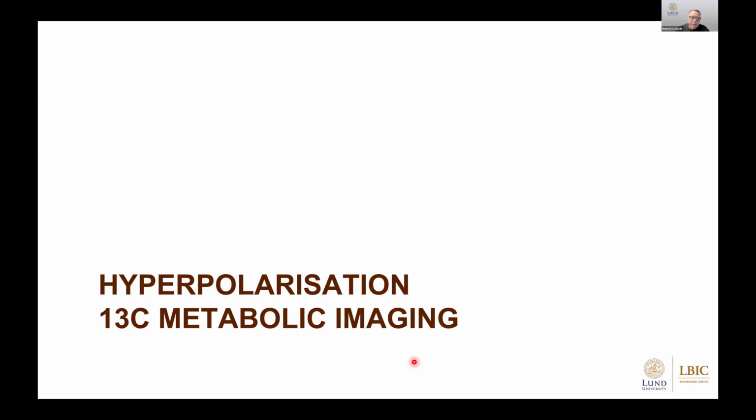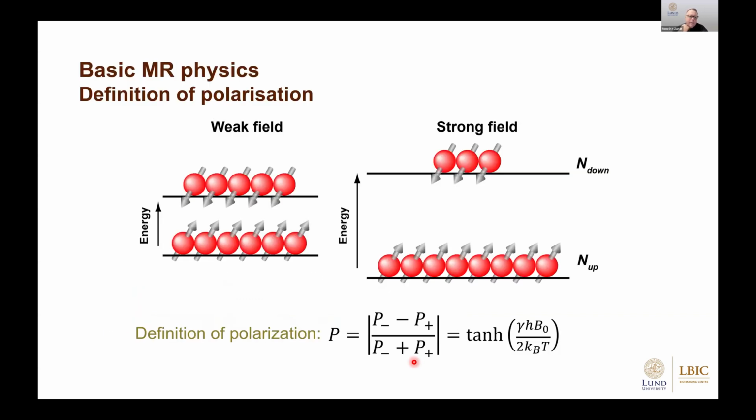For that, I have to introduce to you the concept of polarization. It's basically, we could say, just the signal available in the MR machine. Polarization looks at the difference, in the quantum mechanical description, between spins up and down, and the difference between these two is how much signal you have available. The stronger the field you have, the more you drive this equilibrium to one side.